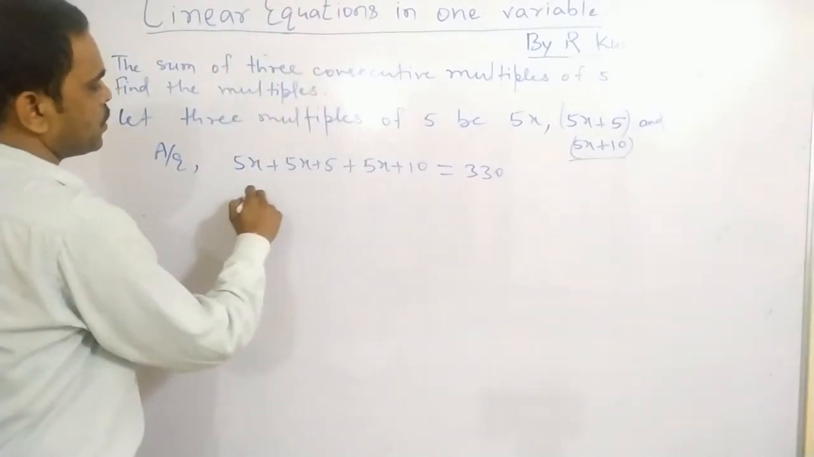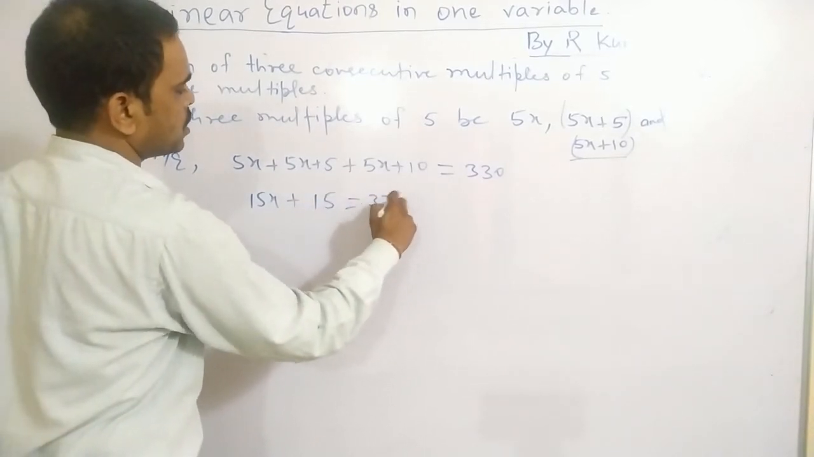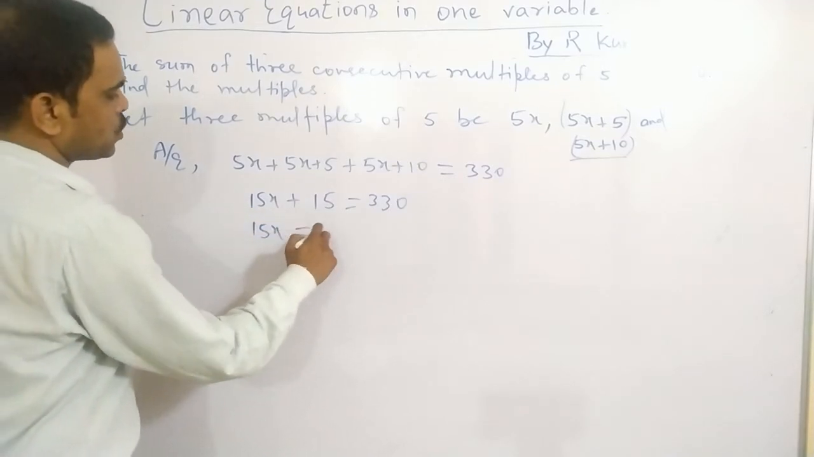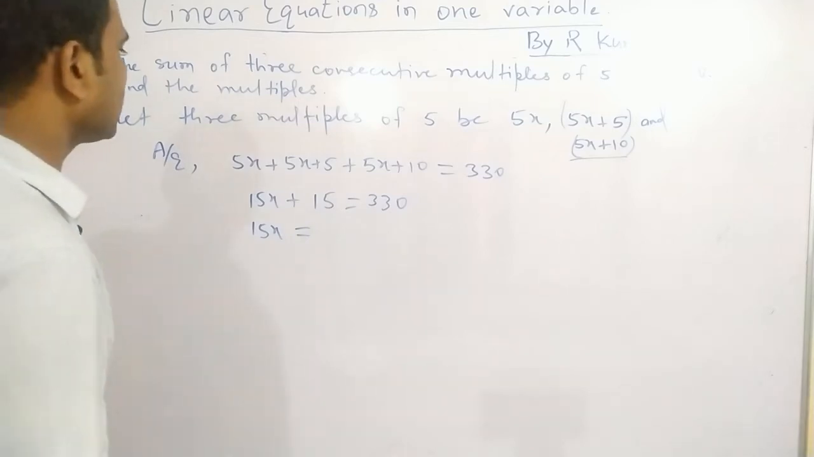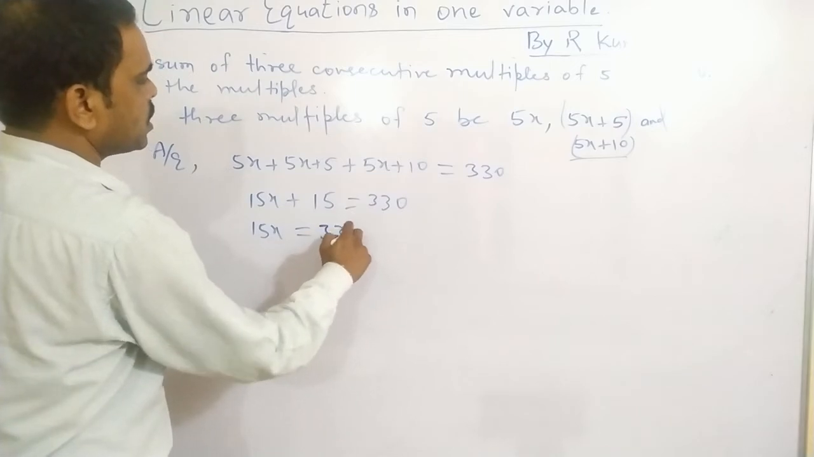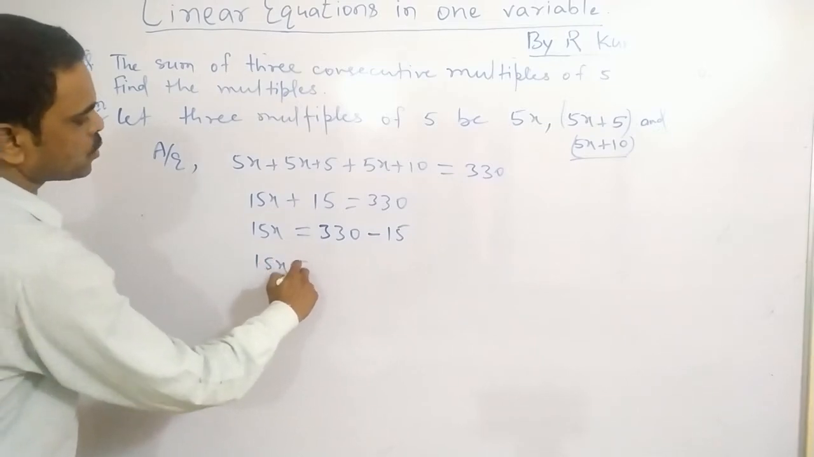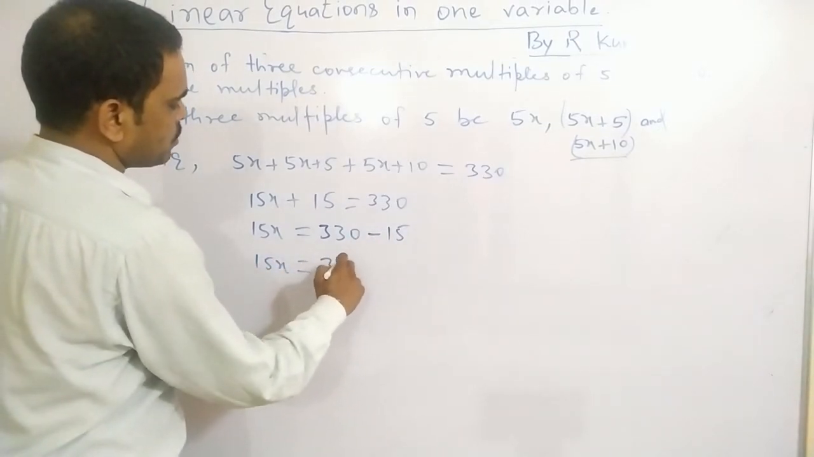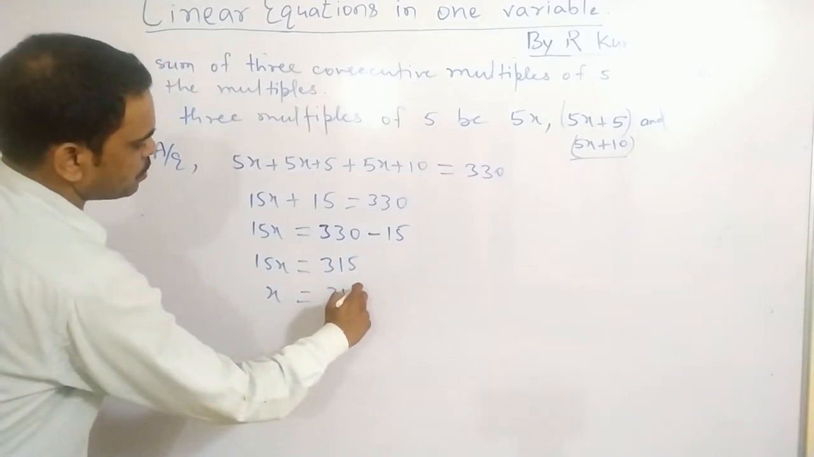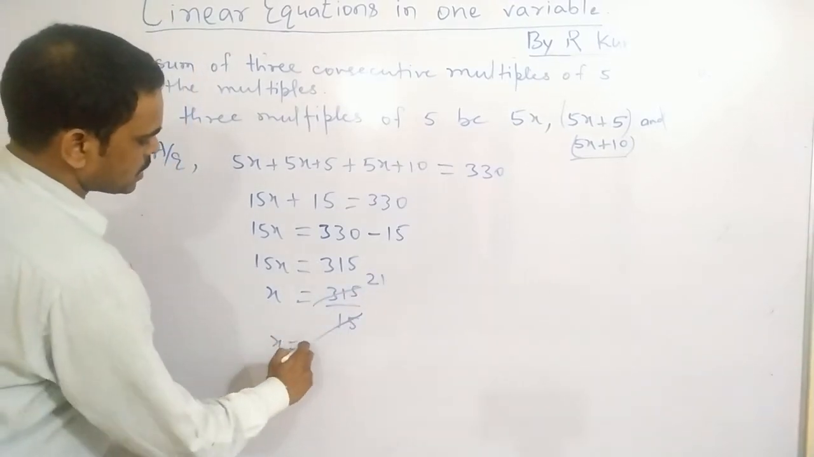Now 15x plus 15 equals 330. Now 15x equals, this we have to shift to the other side, so 330 minus 15, which will be 315. And now x will be equal to 315 by 15. 15 twos are 30, 15 ones are 15, so x is coming 21.